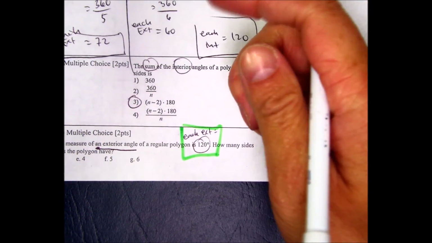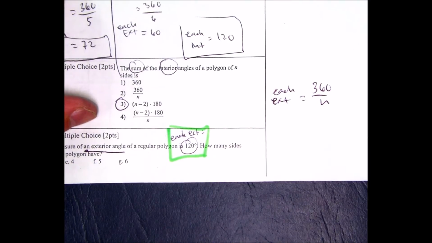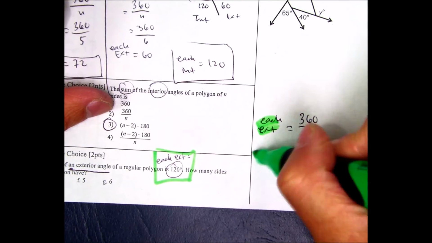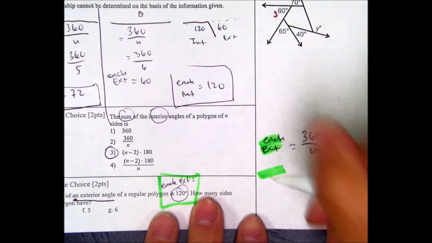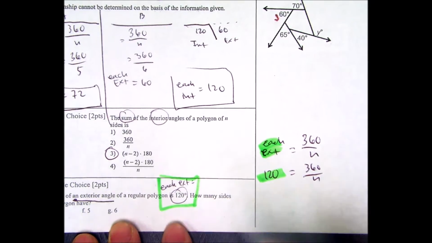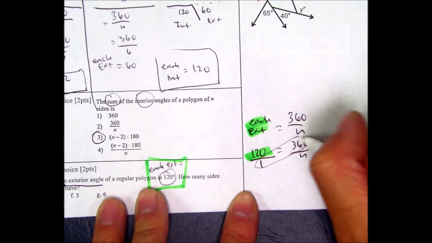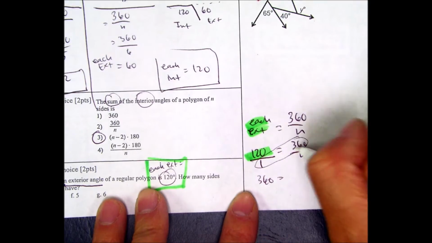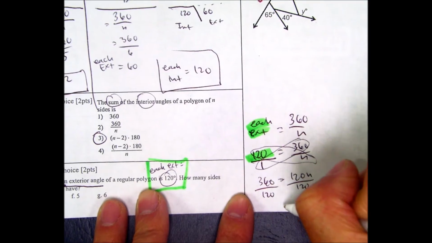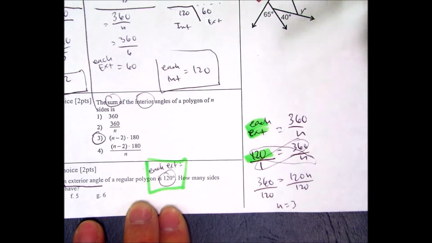Now we just use that formula, each exterior, which is 360 over n. From there I'm going to do my substitution, so each exterior is 120. And the problem says, how many sides does the polygon have? So we're going to have to solve for n here. Just put it over 1. Cross multiply, so I get 360 equals 120n, divided by 120. And you'll get n to be 3. So D is your correct answer.